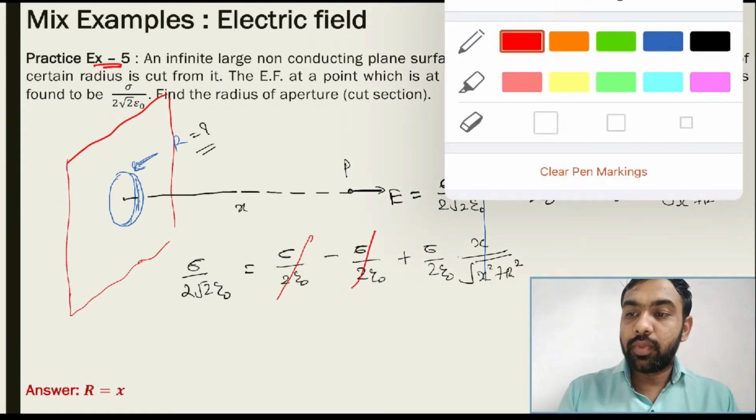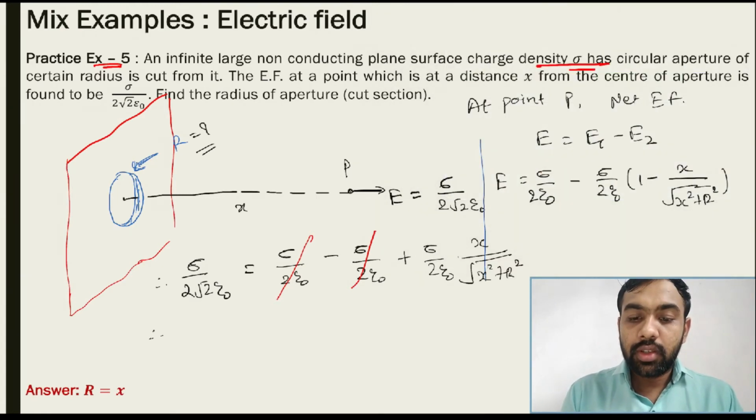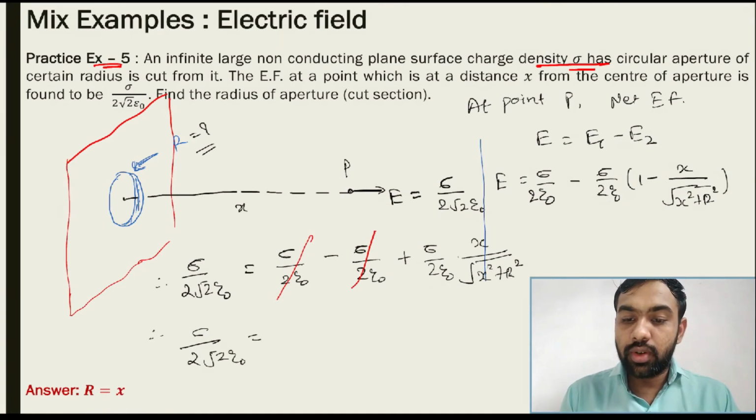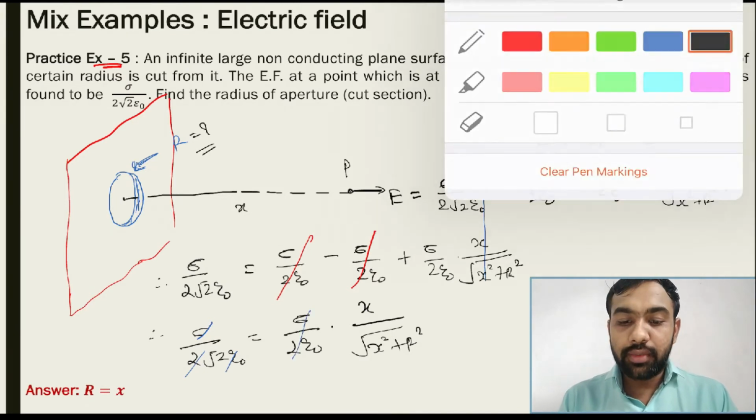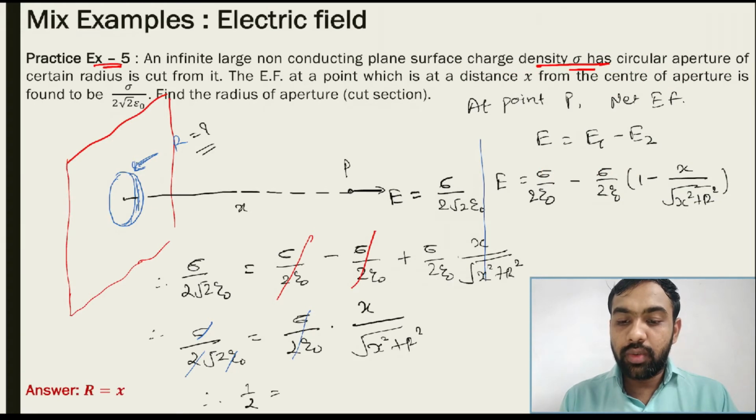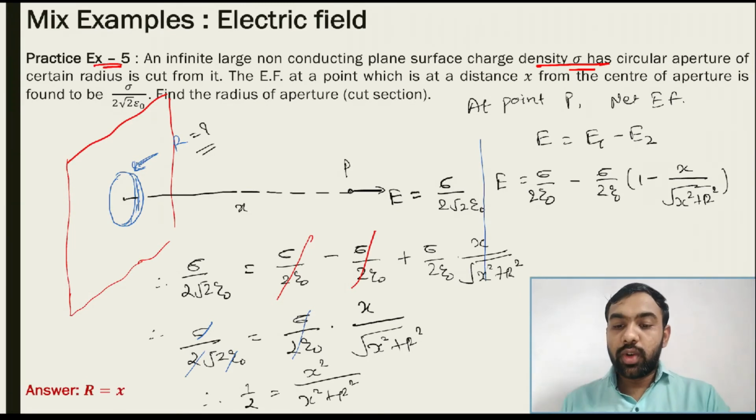So what is the final answer? Sigma upon 2 root 2 epsilon naught is equal to sigma upon 2 epsilon naught times x upon root x square plus r square. So what is this answer? Sigma upon 2 epsilon naught cancels out, then take the square on both sides, so you get 1 upon 2 is equal to x square upon x square plus r square. Root 2 square is how much? It is 2. So what is the final answer? x square plus r square is equal to 2x square.